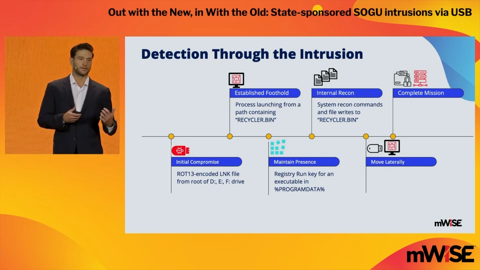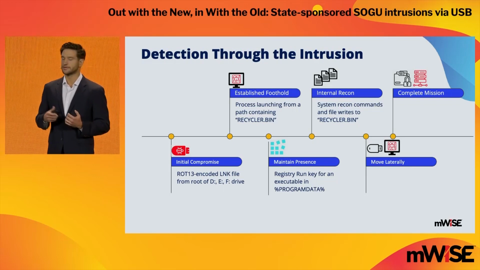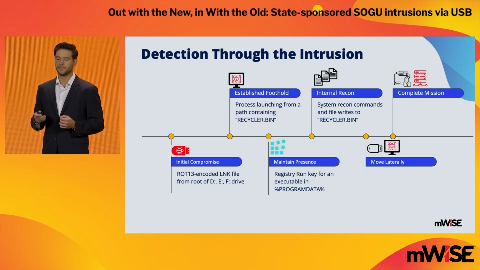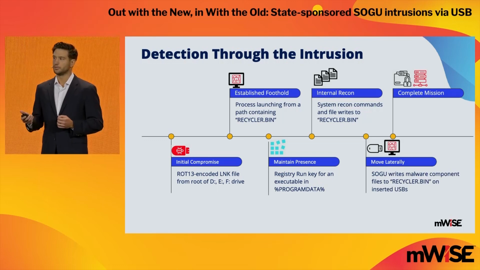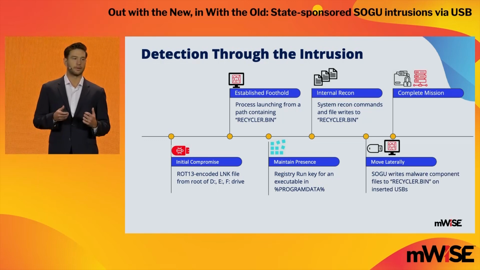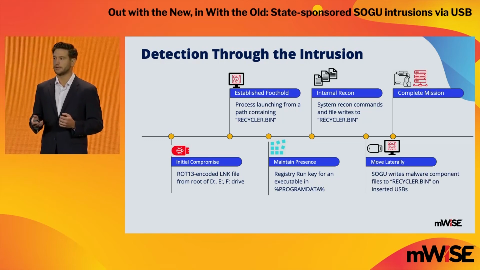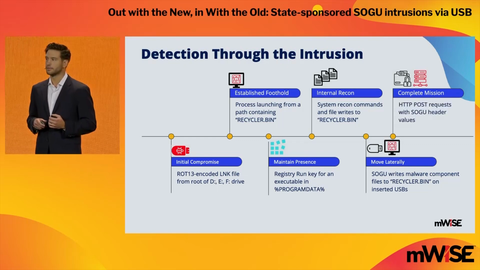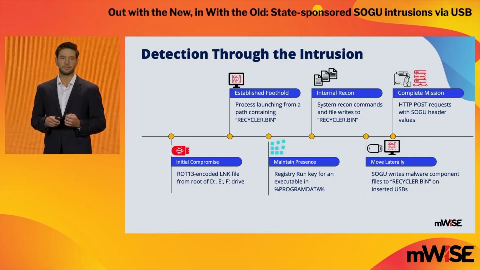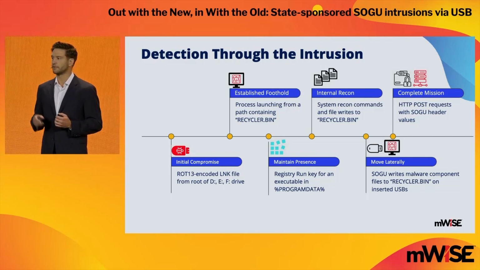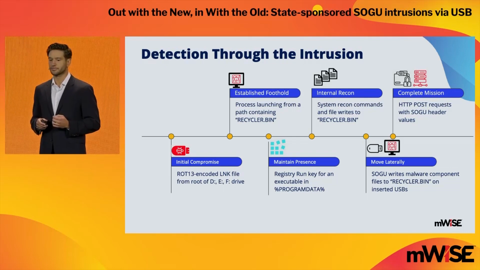For internal recon, we're looking for the execution of host commands as well as file writes to recycler.bin. For lateral movement, we're looking for SOGU writing malware component files to recycler.bin on newly inserted USBs. And finally, for mission complete, we're looking for HTTP post requests with those SOGU header values that Ray just discussed.